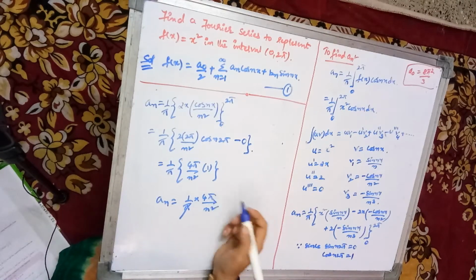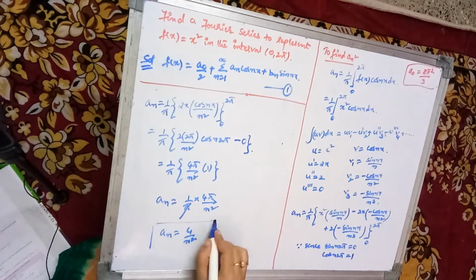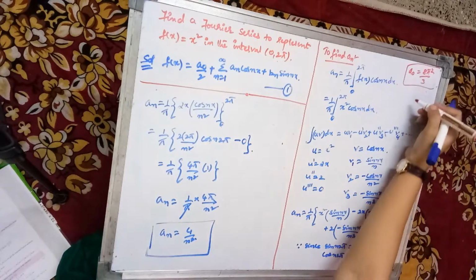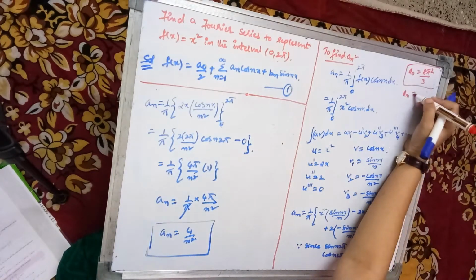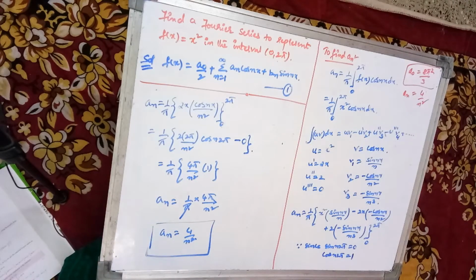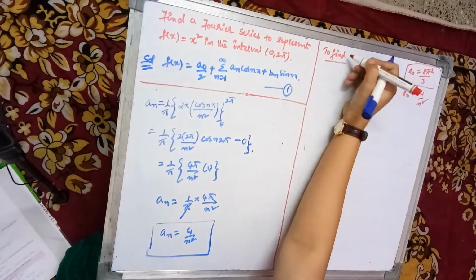where pi and pi get cancelled. An is equal to 4 by n square. Your an value is equal to what? 4 by n square. Now similarly, we will go for finding the bn also.